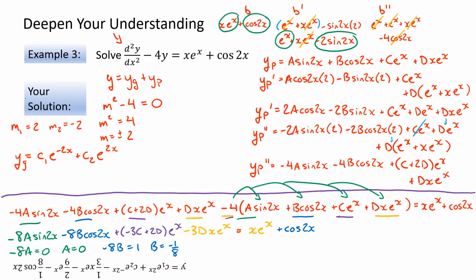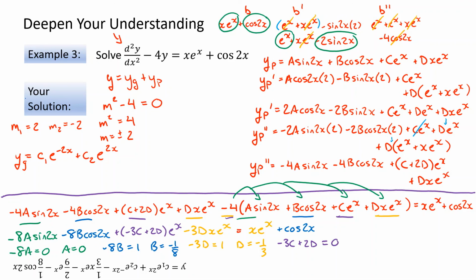Okay. I'll do e to the x in a second because you'll see it has two terms, so we'll do it last. We have an x times e to the x on both sides. So negative 3d must be equal to the coefficient on the right-hand side, which is 1. So d is equal to negative 1 over 3. In our last term, we have negative 3c plus 2d for our e to the x term, and we don't have an e to the x on the right-hand side, so that's equal to 0.